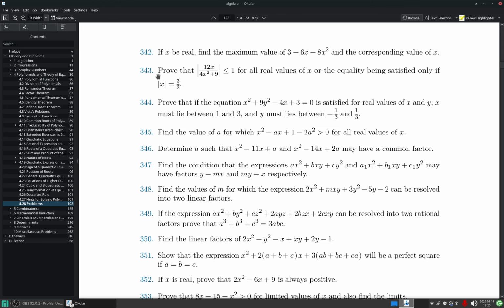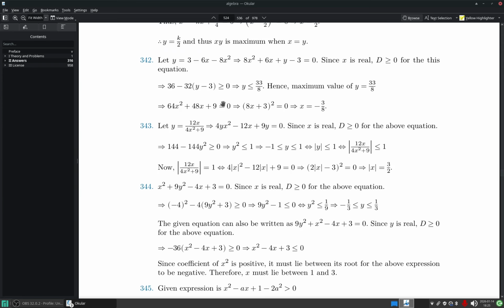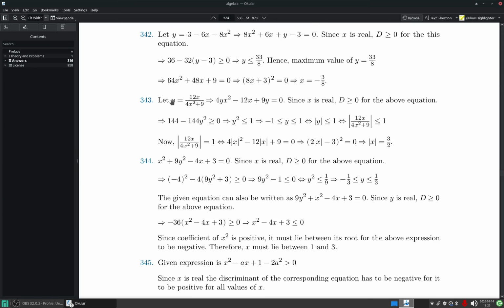Next question is, prove that mod of 12x by 4x square plus 9 is less than or equal to 1 for all real values of x, the equality being satisfied only if mod x is equal to 3 by 2. So we let, like previous problems, y is equal to 12x by 4x square plus 9. So you know the drill, we get 4yx square minus 12x plus 9y is equal to 0. Now again, the discriminant would be greater than or equal to 0. So 144 minus 144 y square greater than or equal to 0, y square less than or equal to 1.